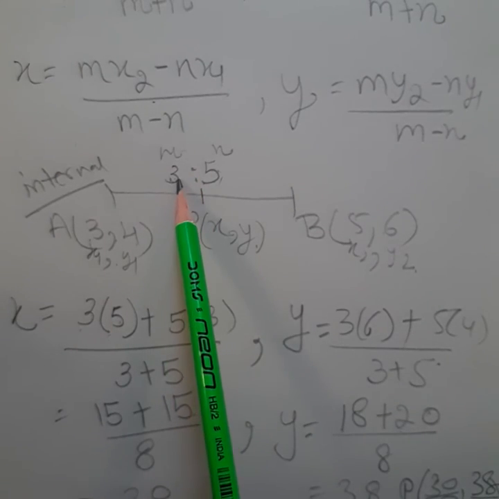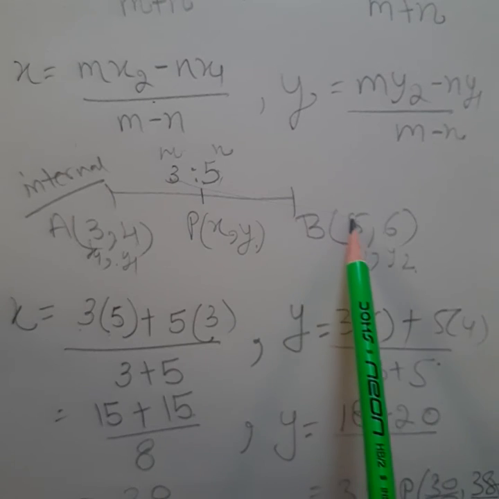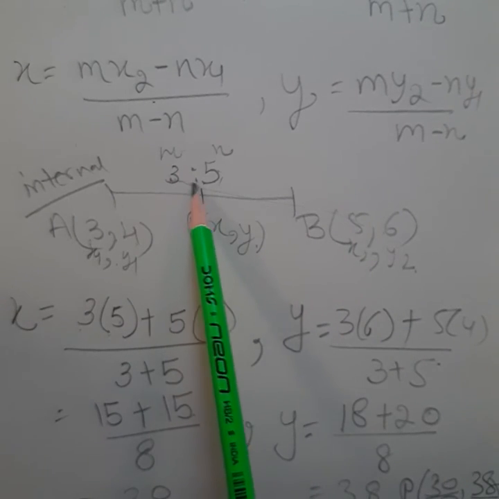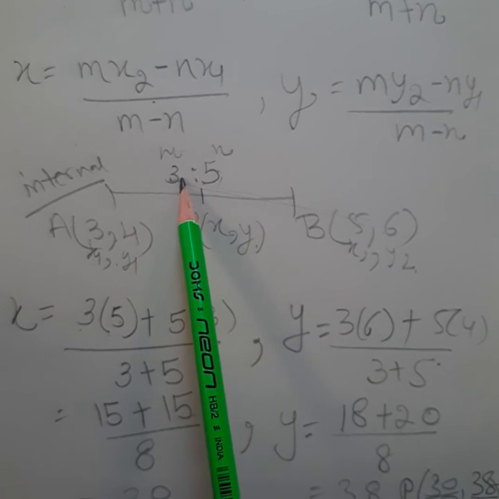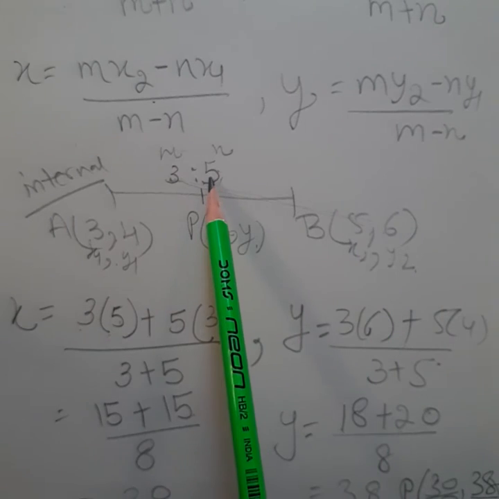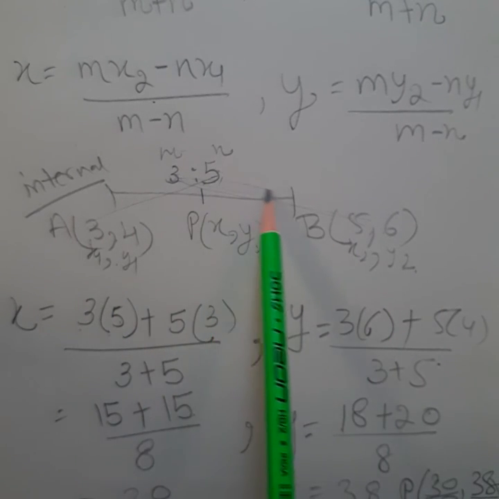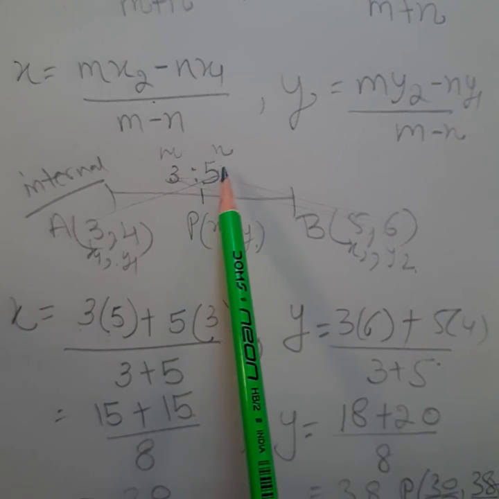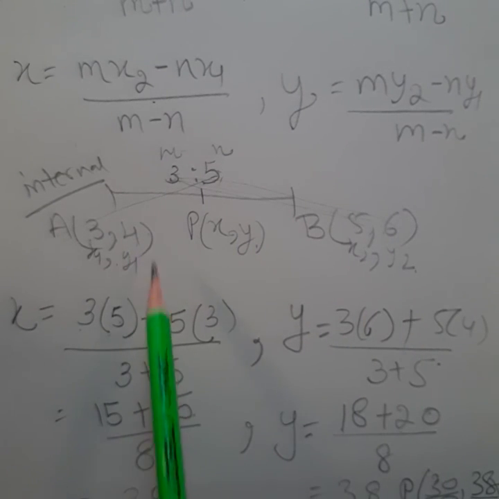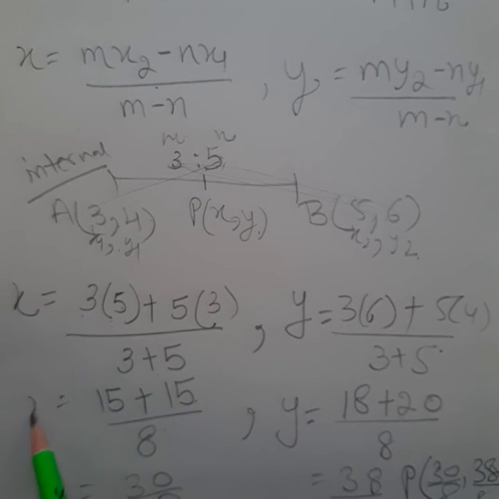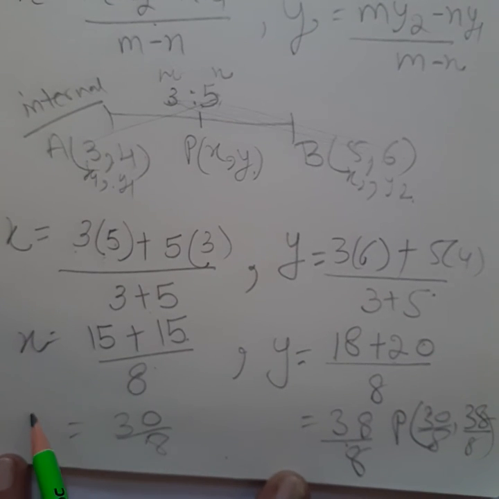You can cross multiply. When we are doing the cross multiplying, then we have this step in our mind that we multiply 3 by 5 and 5 by 3 in this way. And in the second term you can multiply 3 by 6 and 5 by 4, and in the denominator you have 3 plus 5 on both sides, and you can find your point of division.